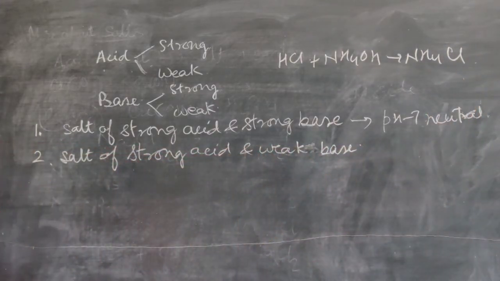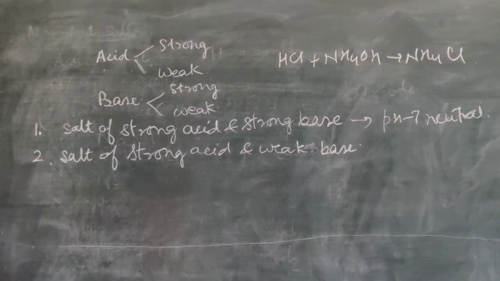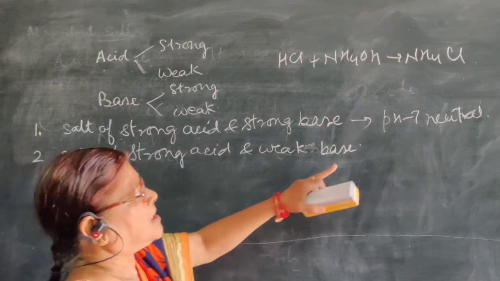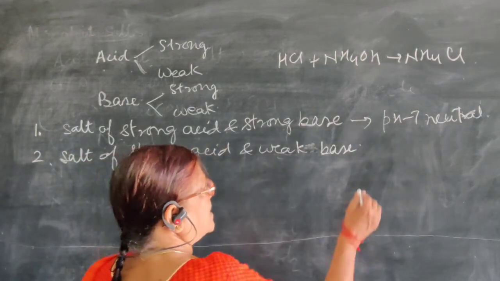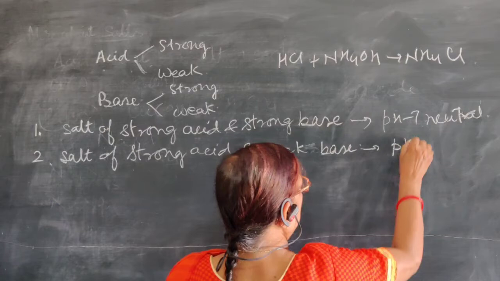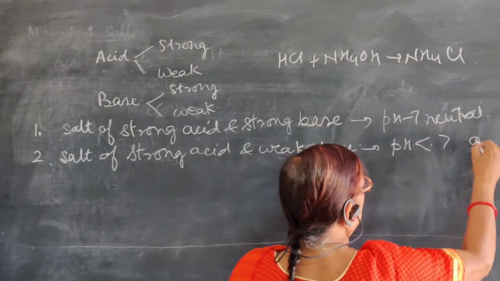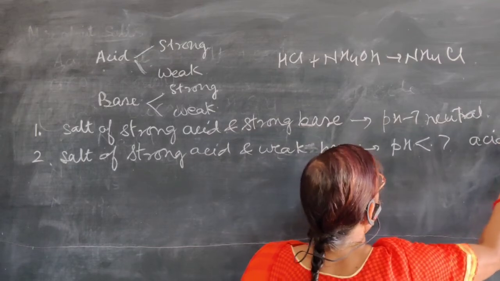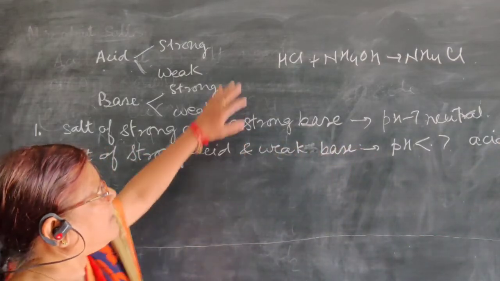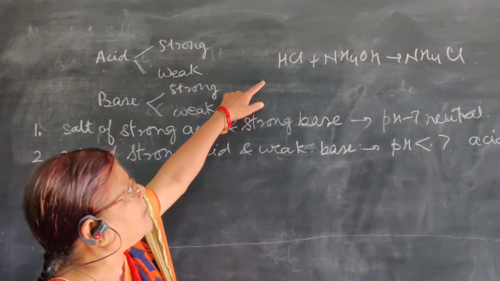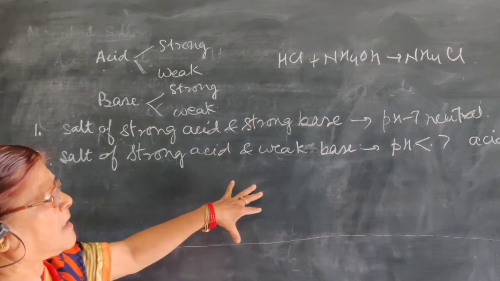When we find the pH of ammonium chloride, its pH is less than 7, near about 6. So there is a change in the pH; the pH is less than 7, that means it is acidic in nature. The pH will be less than 7 and the solution will be acidic, because the HCl will be 100% ionized and it will produce lots of H plus ion.